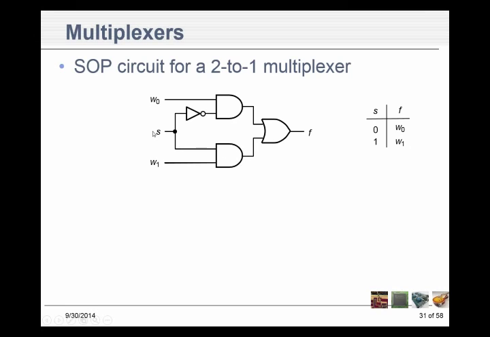Now, if this is a 1, that inverter turns this gate low. I say turns it off. So W0 is not coming through, but whatever is W1 is coming through because this bit's a 1. So if W1's a 1, so is F. If W1's a 0, so is F. But it's whatever W1 is gets to the output when S is a 1. It's whatever W0 is when S is a 0.